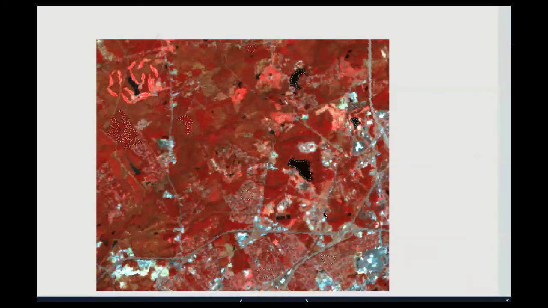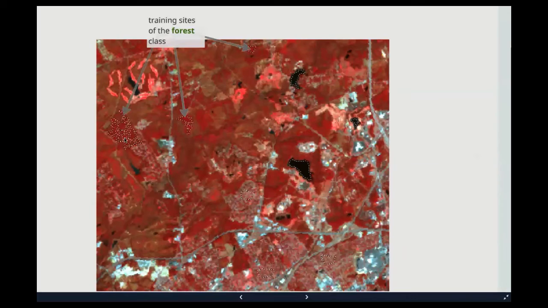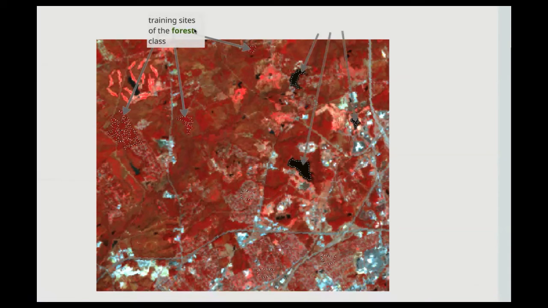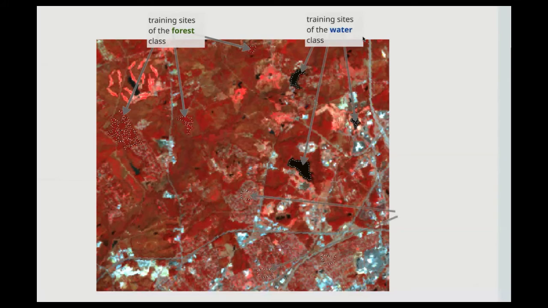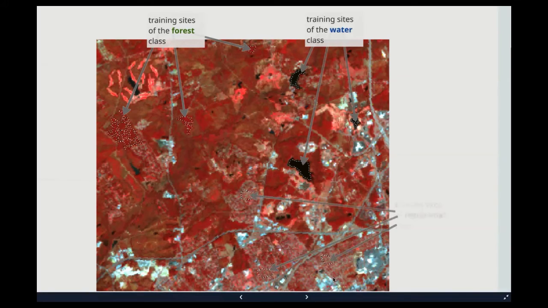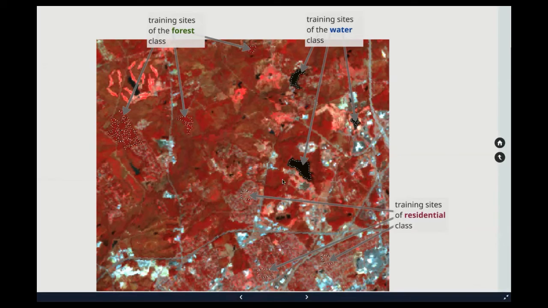So essentially, the process of selecting training samples is about digitizing, or drawing. Imagine you're using the drawing tools to draw the training sites. For example, the 3 sites here are the training samples of the forest class. The 3 I'm highlighting here are the training sites of the water class. And there are a couple down here, examples of training sites of the residential class. They don't necessarily match the classes we identified in the labs, but I just want to use the figure to make sense of what we mean by training samples.